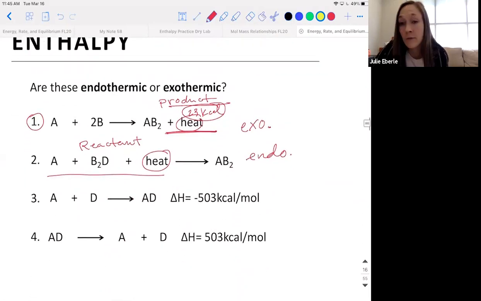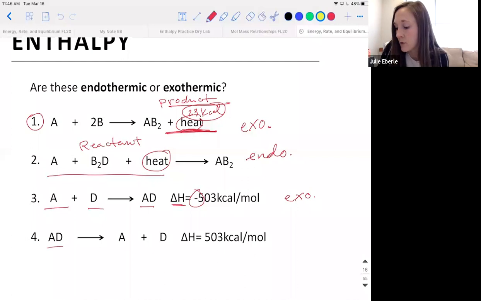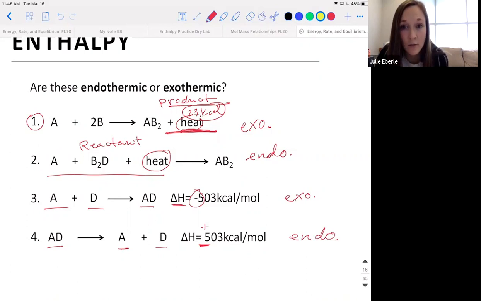All right, 3 and 4 are actually the opposite of each other, if you notice that. Here you have A plus D makes AD, and your delta H is a negative value. So we said if delta H is negative, that is exothermic. You could write heat in as a product on number 3, just like number 1. Number 4 is the opposite. You've got AD breaking down into individual elements, A and D. Here, your delta H is positive, so this is opposite, it's endo. And you could write heat in as a reactant, just like on number 2. Questions on this? Number 2, most people said endothermic, 3 exothermic. So most everybody got it. Good.